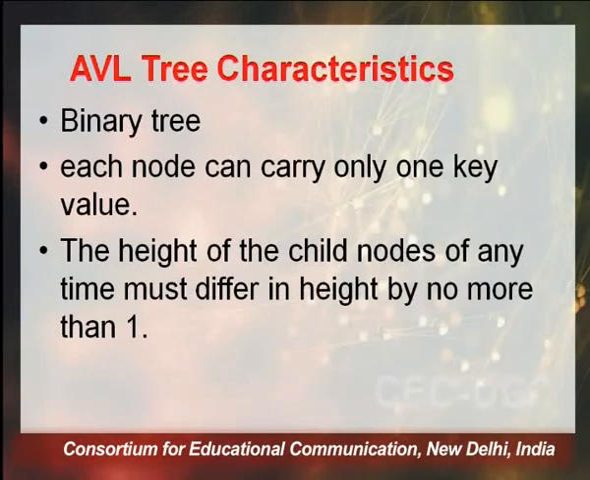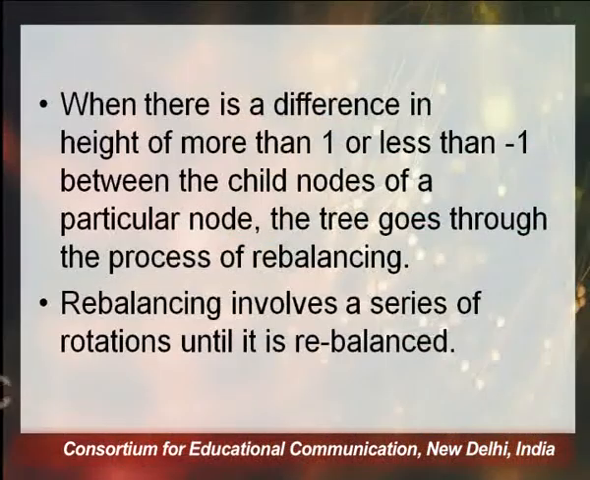Now coming to the balance factor, we can say the height of the child nodes of any node must differ in height by no more than 1. So basically we can say when there is a difference in the height of more than 1 or less than -1 between the child nodes of a particular node, the tree is imbalanced, and in this situation of imbalance, the tree has to go through the process of rebalancing. Now how is this rebalancing done?